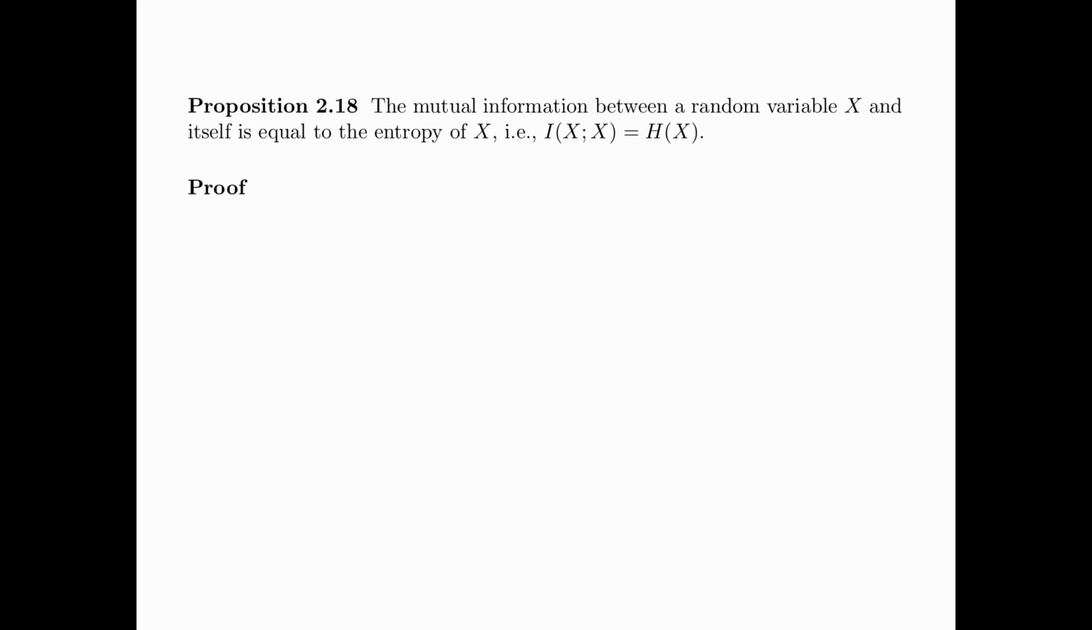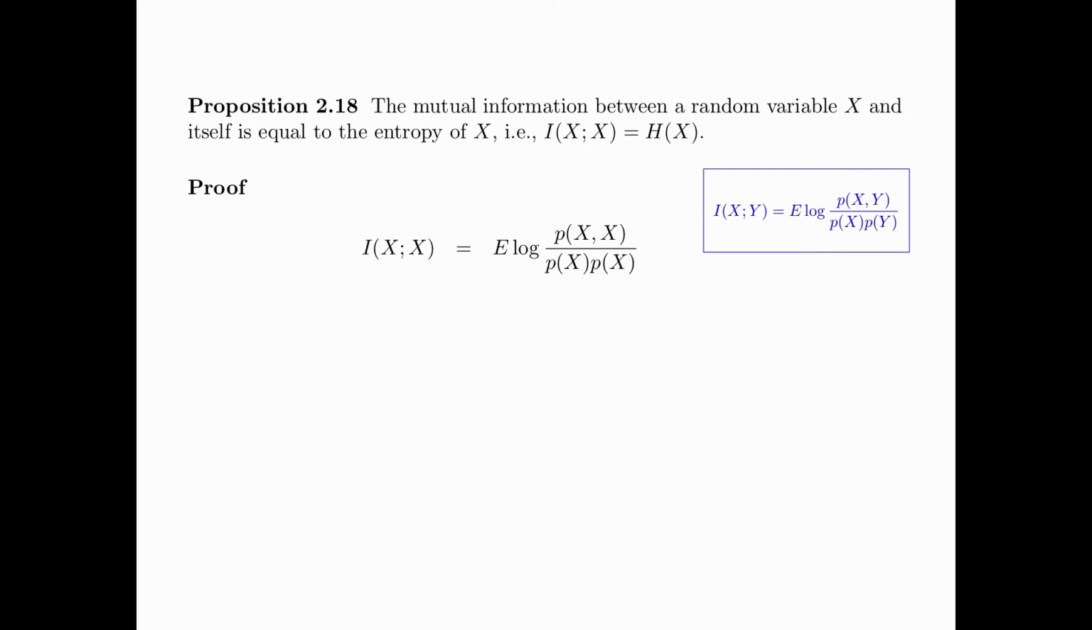The next proposition, 2.18, says that the mutual information between a random variable X and itself is equal to the entropy of X. That is, I(X;X) is equal to H(X). First, we recall the definition of the mutual information between X and Y. With Y equals X, we have I(X;X) equals the expectation of log of p(x,x) divided by p(x) divided by p(x).